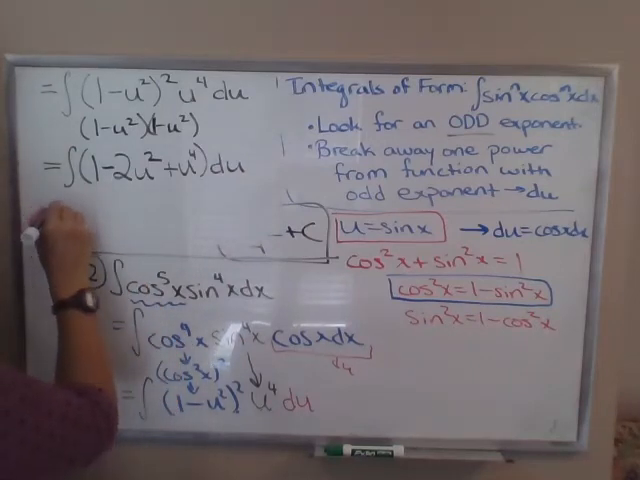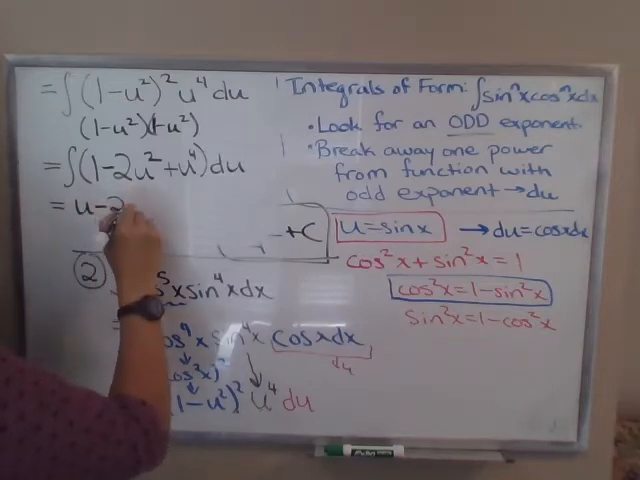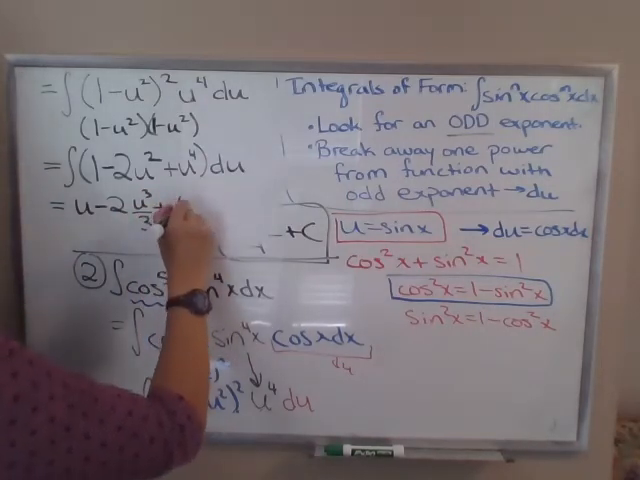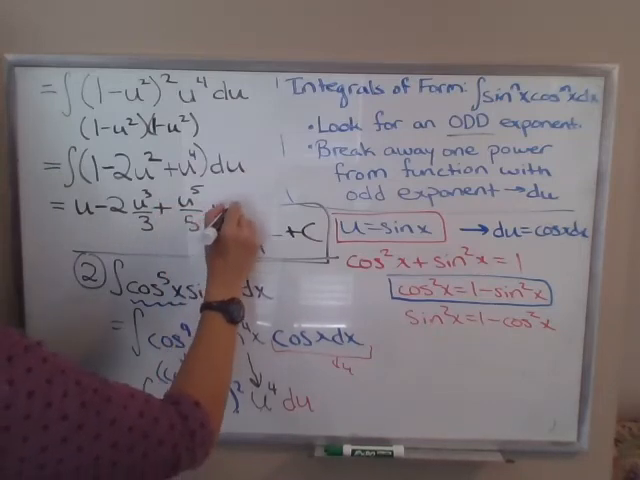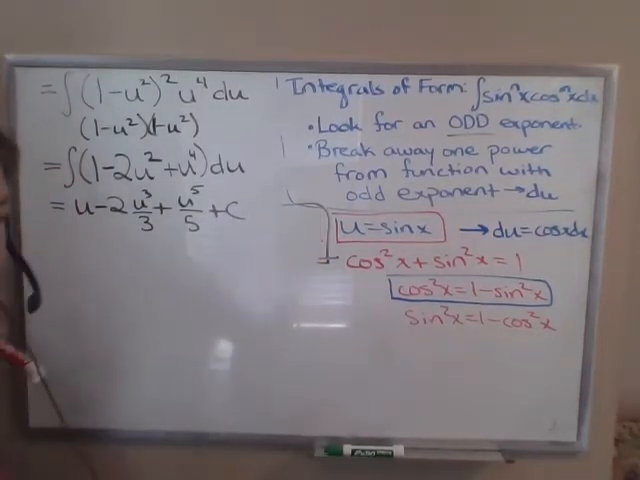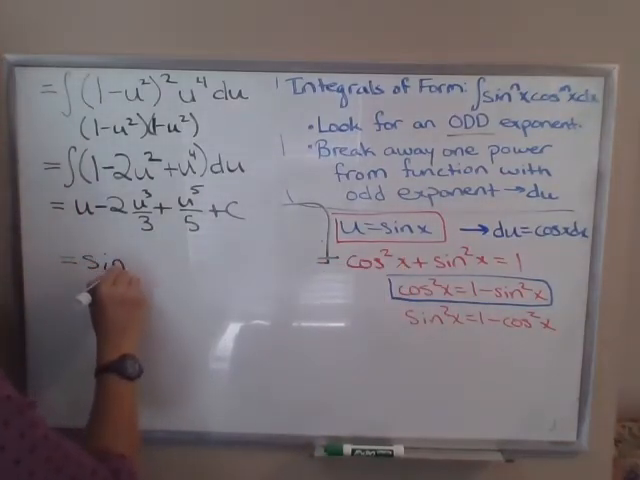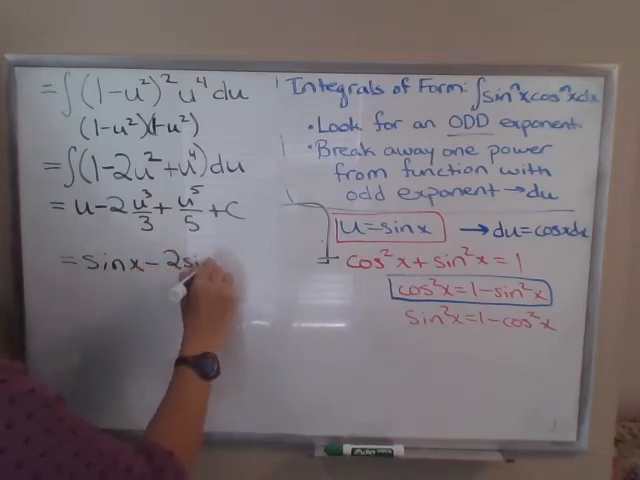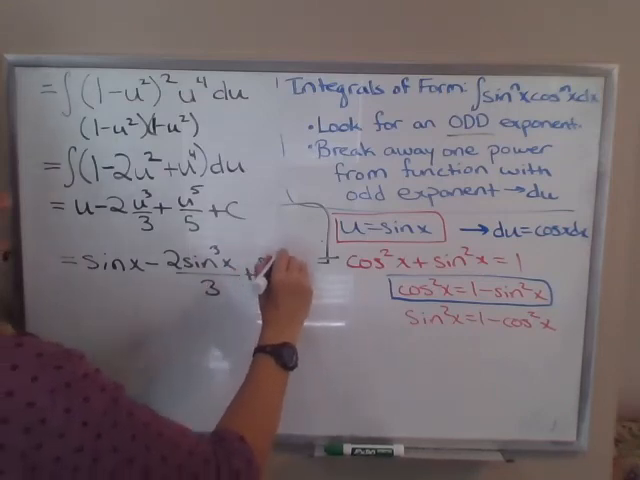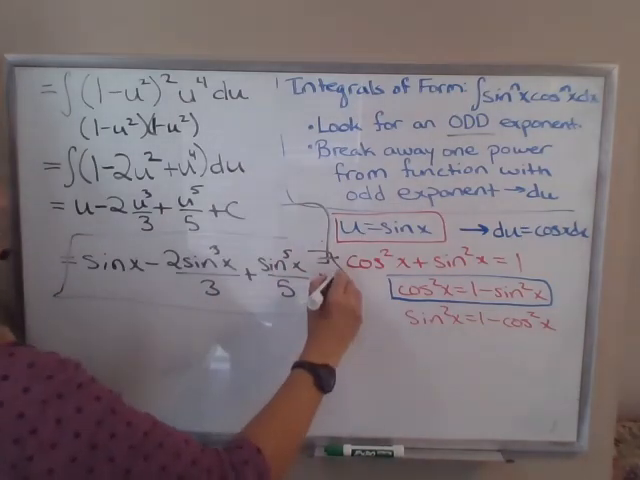Now just power rule for antiderivatives. Antiderivative of 1 is u, minus 2 times the antiderivative of u squared, which is u cubed over 3, plus the antiderivative of u to the fourth, which is u to the fifth over 5. And then we're almost done. We just have to write the final answer in terms of x, remembering that u was the stand-in for sine of x. So this is sine of x minus 2 times sine cubed over 3 plus sine to the fifth over 5 plus C. There's your final answer. This should be a capital C.